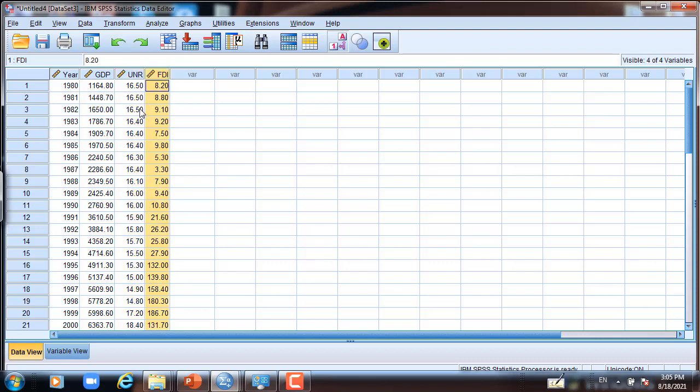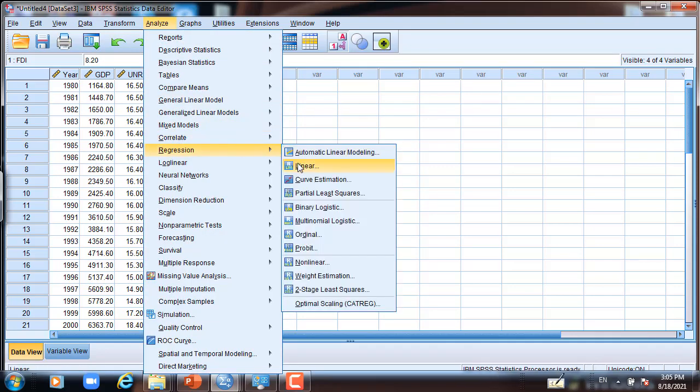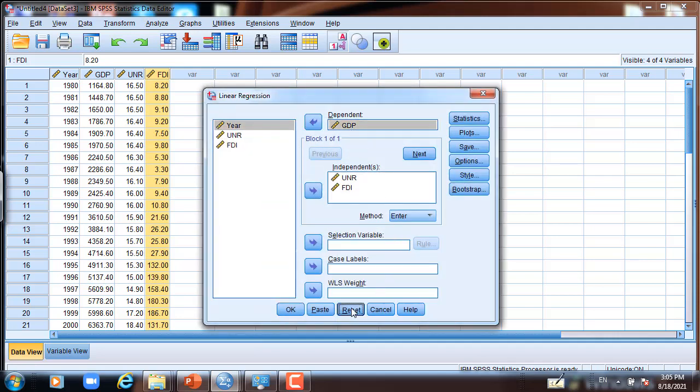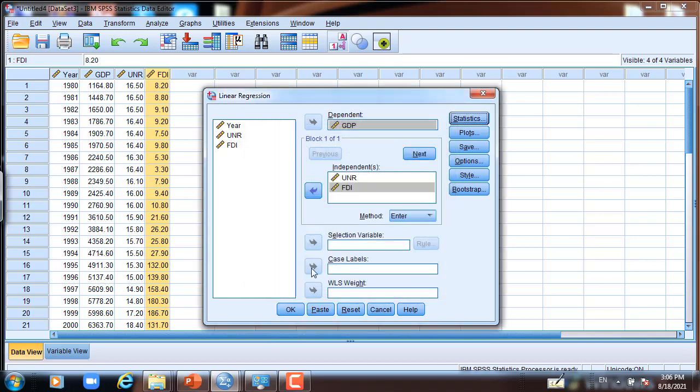GDP, unemployment, foreign direct investment, and then we can run the regression model. How to run the regression model? I'll go to Analyze, Regression, Linear, and then move GDP as the dependent variable, unemployment rate and foreign direct investment as independent variables. Then select Statistics, choose the Durbin-Watson statistic to check for serial correlation because we have time series data, and then press Continue.